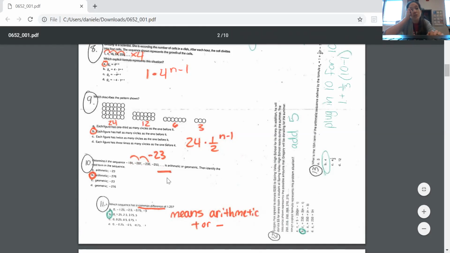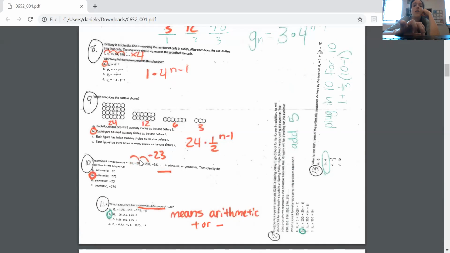Number 10 can be tricky if you don't read it carefully. They're subtracting 23, so it's arithmetic, but they ask you for the next term. That's why it's B and not A.